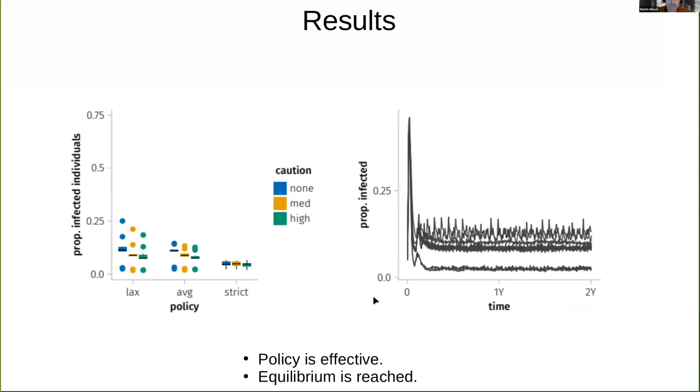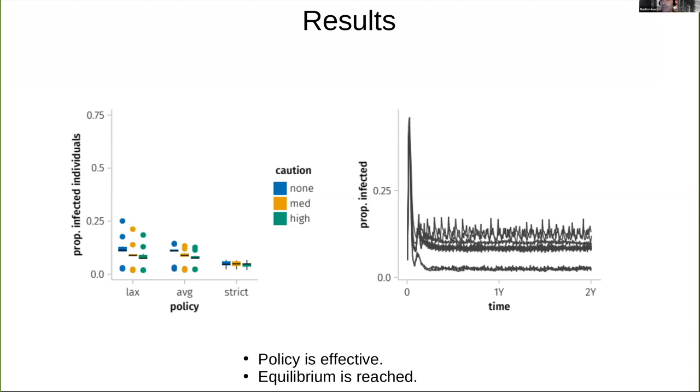And what we see in this scenario is that, and we also have different levels of cautiousness in the population. So people are voluntarily cautious in the sense that they stay at home when they are sick, and that can be either none, that's the blue dots, medium or high. And what we can see is that policy is quite effective in this scenario. So a strict policy actually leads to lower infection rates over time. Cautiousness does have an effect, but not very strongly.